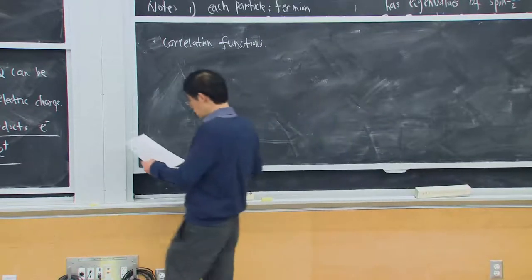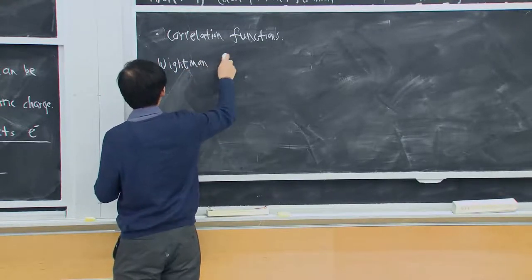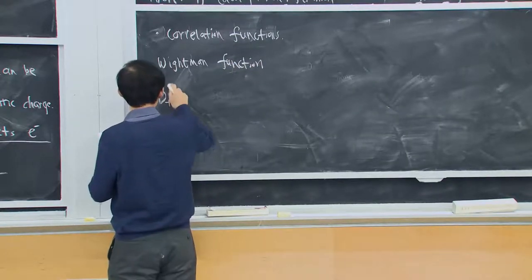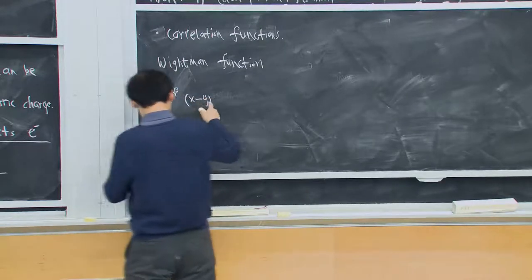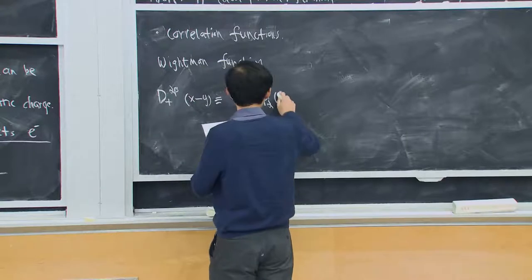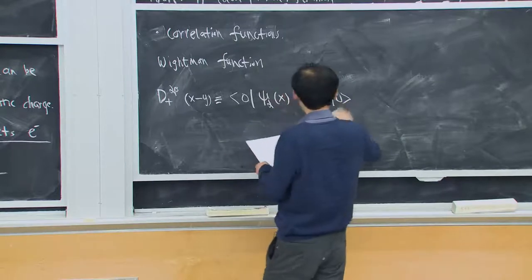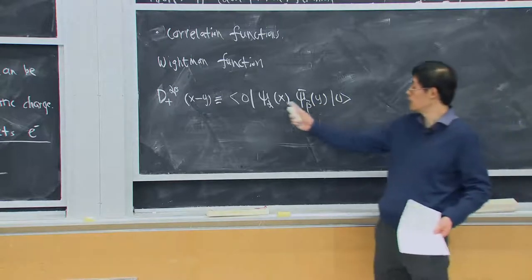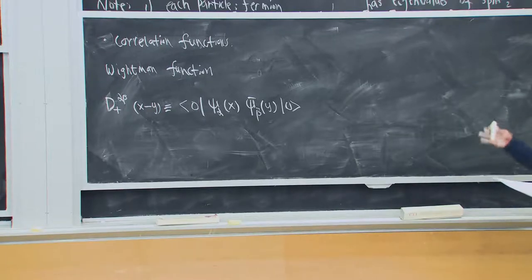Okay, so let's first look at the Wightman function, where we don't do any time ordering. So let's look at this object and call it D plus alpha beta, which is defined. Again, due to the time translation symmetry, we only depend on the difference. Okay, let's look at this object. You can also exchange them, then that's called D minus, so it doesn't matter. So let's look at this object.